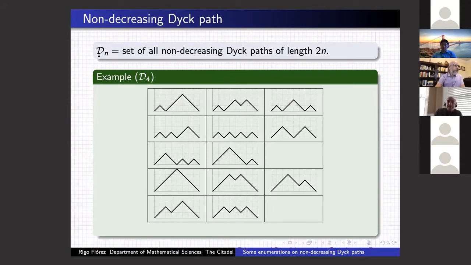We are going to use this notation. Whenever we see calligraphic D, N, it means the set of all non-decreasing Dyck paths of length 2N. In this case, if you count, we have 13, and in the previous case, we have 14. So some of the Dyck paths are not non-decreasing.